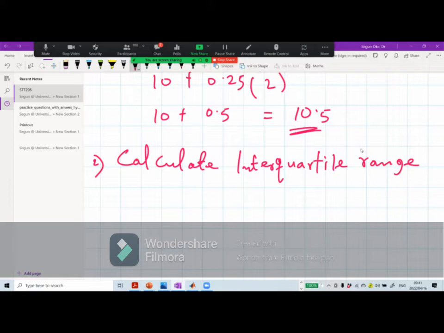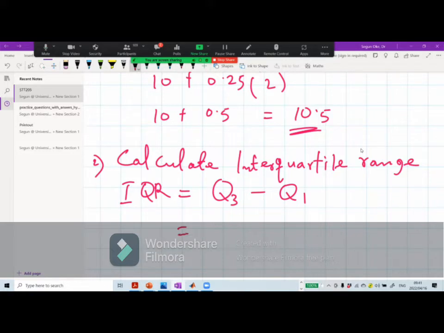Now, if you ask you to calculate interquartile range, we use interquartile range to expose the outliers in the data. Interquartile range can be written in this way: IQR equals Q3 minus Q1. That's all. Q3 minus Q1.